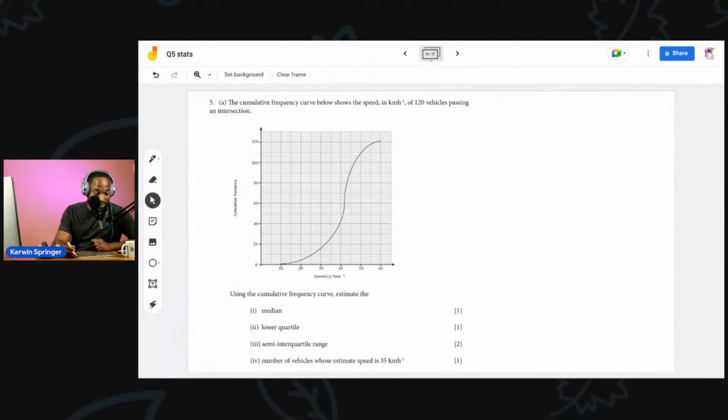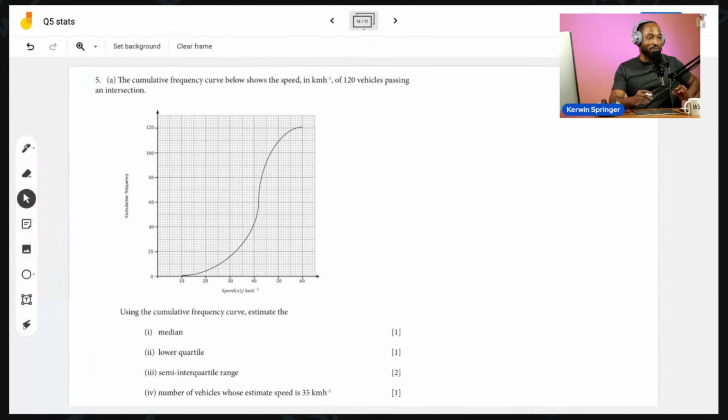All right, so the next question is another cumulative frequency curve. Can you feel that? That's the immense joy I get every time I see one of these questions. Using the cumulative frequency curve, estimate the median. You have to estimate the median. So I need this curve to look a little bigger. Let me just see if I can sneak it into the next page again.